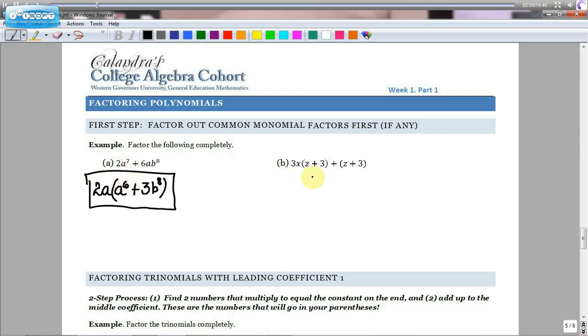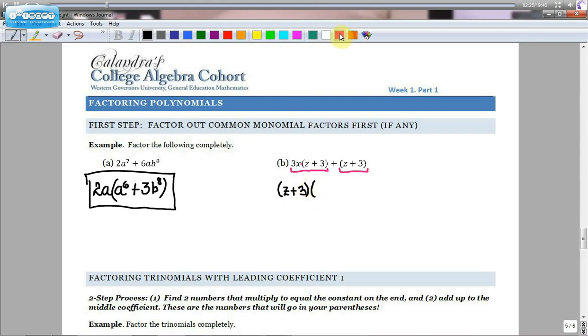Okay, let's look at our second one. Well, in this one, our two terms, because remember a term is a bunch of things that are combined by multiplication, so we actually have two terms here. And both of our terms have a z plus 3 in them. So that means I can factor out a z plus 3.